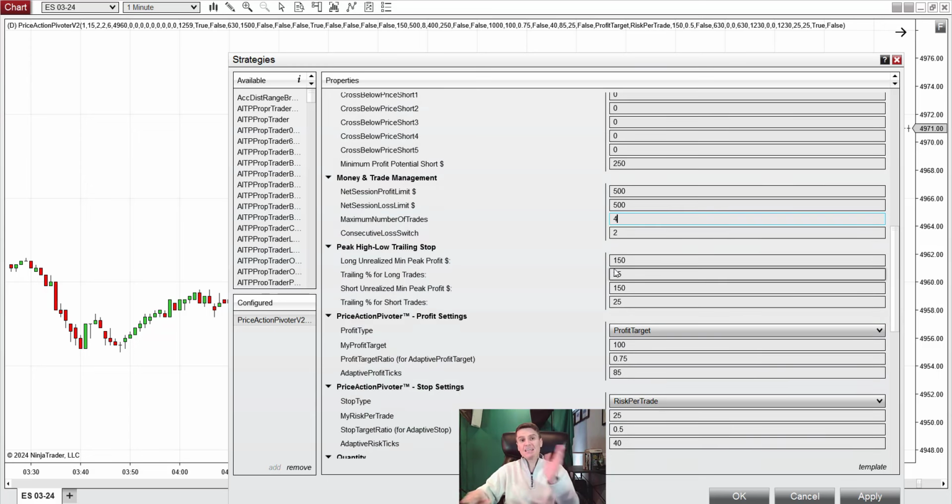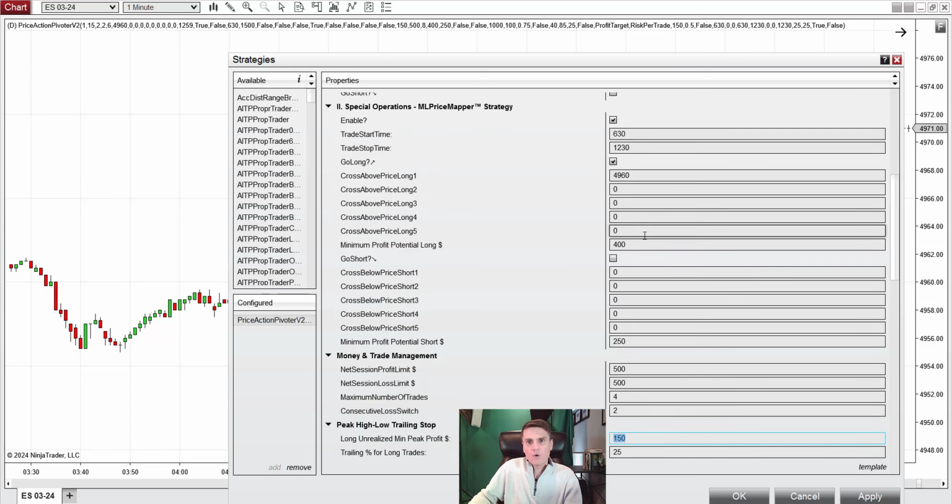Now, the peak, high, low trailing stop. Very important number. Why did I choose 150 here? Here's why. Because I gave myself a minimum profit potential on the long of $400. That means it's going to enter the trade if I have, counting from the close of the entry bar until the very next resistance level, $400 of potential profit that I can make.